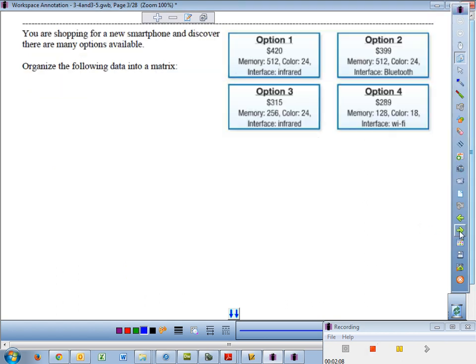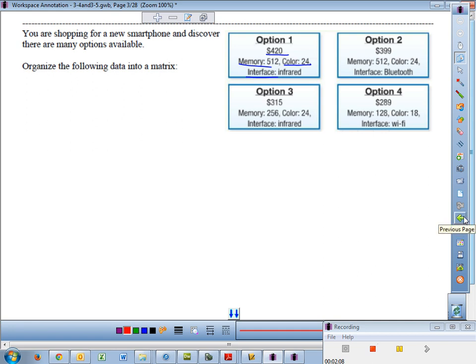Next guy. You're shopping for a new smartphone. You discover there are many options available. Organize this data into a matrix. Okay? So let's do this. We'll save a little time, and I will help you. We've got how many options? 4 options. And what do we got about them? We've got price, we've got memory, we've got color, and we've got interface. Correct? Well, let's make the matrix look like this.